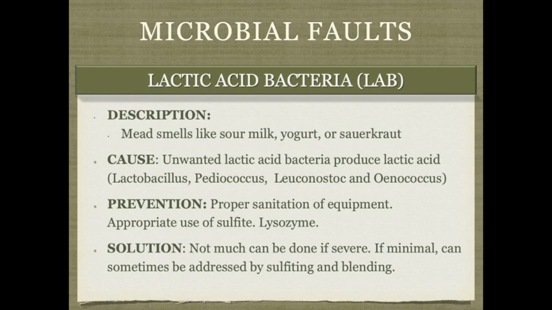So lactic acid bacteria can cause your mead to smell like sour milk, yogurt, sauerkraut. It tends to be more likely with wild, unselected Lactobacillus. If you put in a selected culture of, say, Oenococcus to do a malolactic fermentation, that's much less likely to happen. The way to prevent this is proper sanitation, appropriate use of sulfite, and then lysozyme, which I'll talk about a little bit more towards the end of this section. If it happens, there's not much that can be done if it's severe. If minimal, you can sulfite it and blend it, or maybe say, hey, I'm going to have a slightly sour mead, and go with it if it's not that unpleasant.